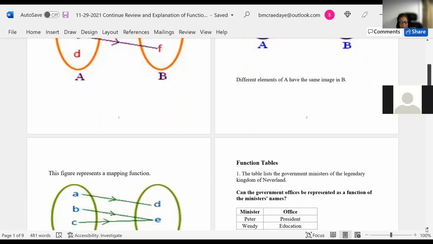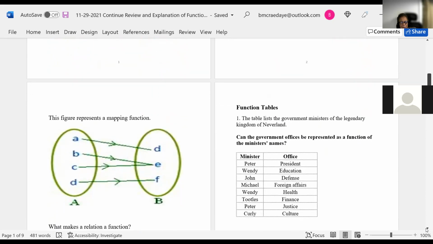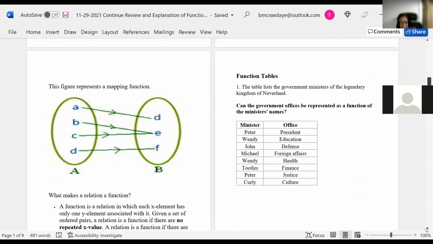Now let me know if you have any problems with this, because some of your homework, one of your homeworks will be mapping. Now, if you have ordered pairs, you know when it's not a function because one of your X values is repeated. So like you have an X, Y, X, Y, X, Y. Well, if you repeat the X, then you know it's not a function, right?